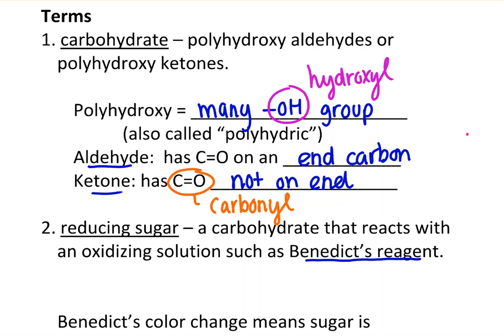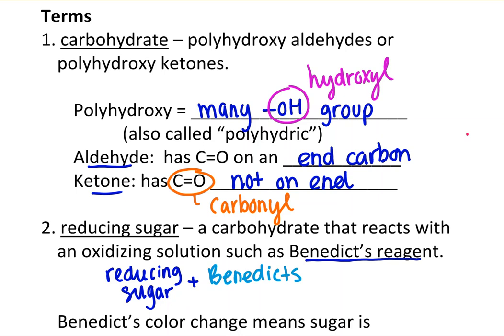So let's look at what happens in this. We have a reducing sugar. We will look at why some sugars are reducing and why some are not. And then when you add Benedict's reagent, and I use this color because this is the color of Benedict's reagent, it's kind of an aqua.